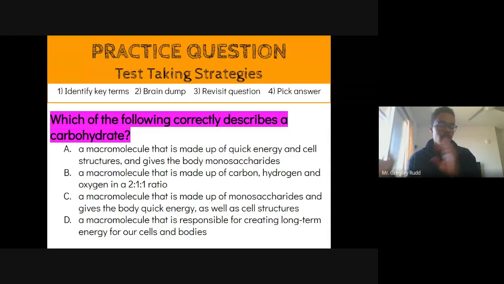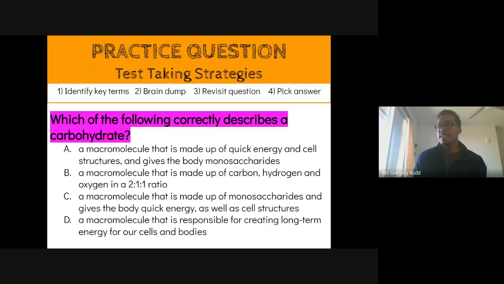Once you've done that, of course, you need to go back and reread the question. You don't want to get so jumbled up that you have totally forgotten what the question was even asking. You reread the question and then you pick the best answer. All right, so again, which of the following correctly describes a carbohydrate? We're thinking about carbohydrates. That's the key term here. Now we're in a good place. We haven't even looked at the answer choices, but we're thinking in the right direction.